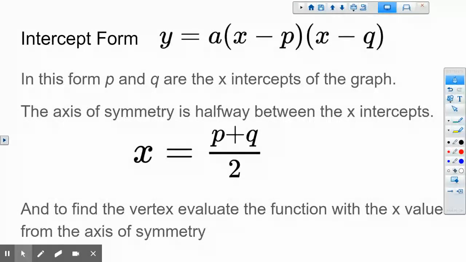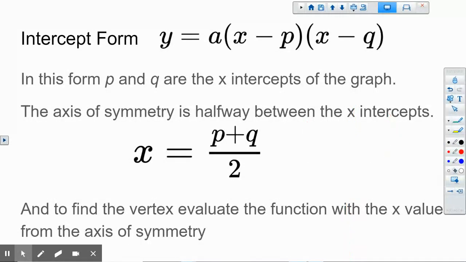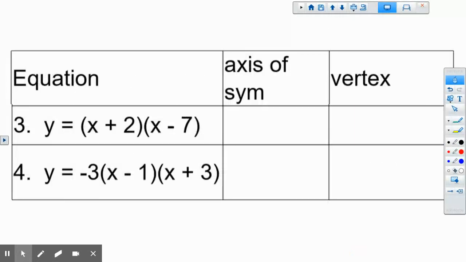The p and q are intercepts of the graph, and we find the halfway point between those intercepts by averaging them. Think about what's going on here for a second. If I have a parabola that's like this, and here are my x-intercepts, if I fold those in half, the axis of symmetry is right in the middle, so we have to average those points to figure out where that is. Sometimes you can just count. Once we have the x value of the vertex, we're going to do exactly what we did with the other one, and that would be to find out what the y value is by plugging in.